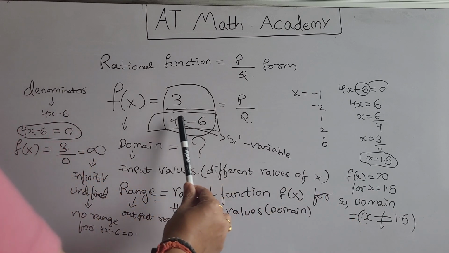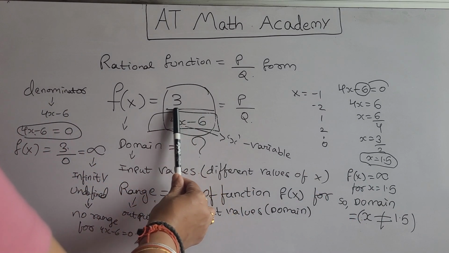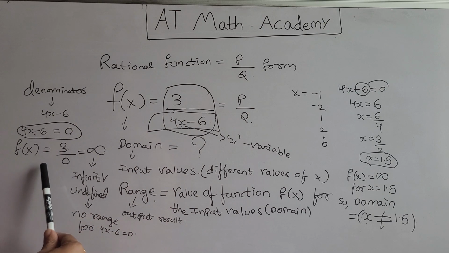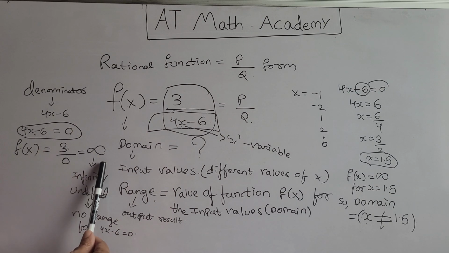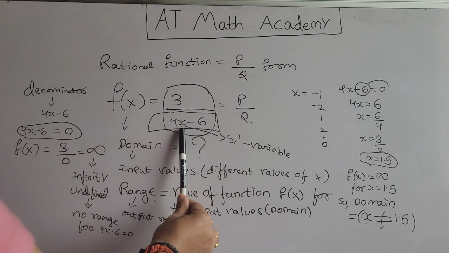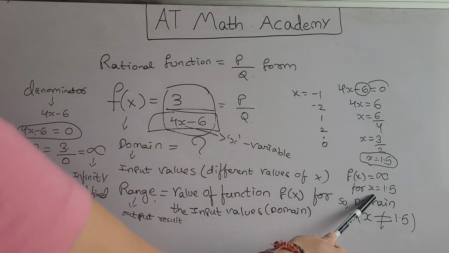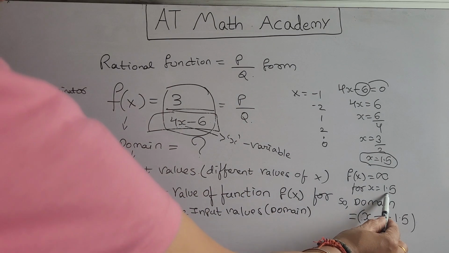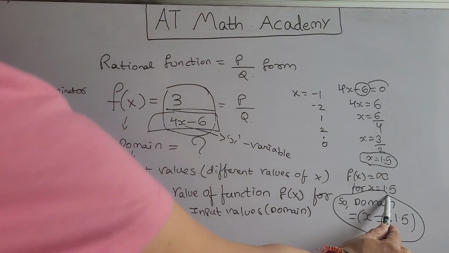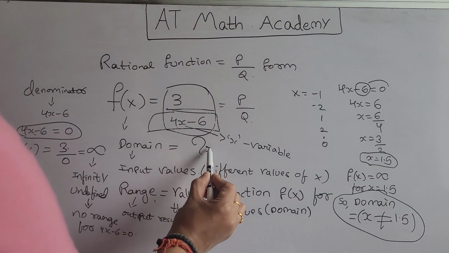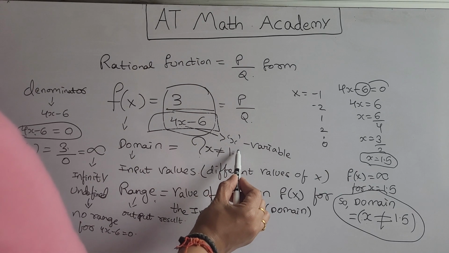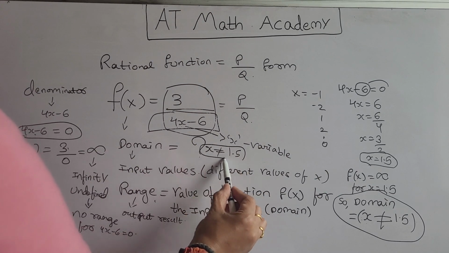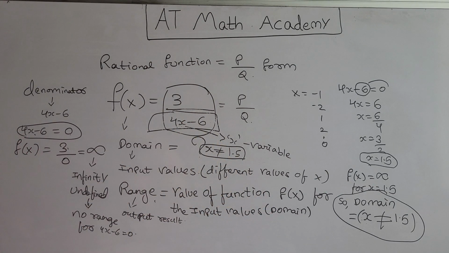So for the value of x equal to 1.5, this denominator is becoming 0 and the function is becoming undefined. So x can have any values other than 1.5. So the domain of this function is x is not equal to 1.5. X is not equal to 1.5 is the domain for this function. So this is how you find out the domain of the function.